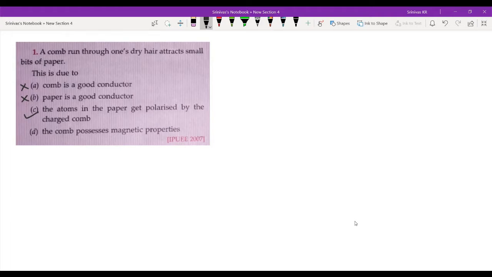Comb possesses magnetic property? It does not possess magnetic property. So the correct answer is the third option. Okay, let's go to the next question.